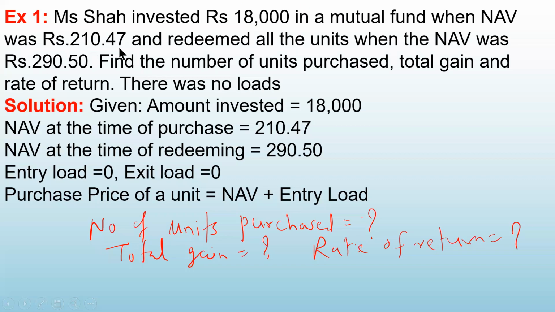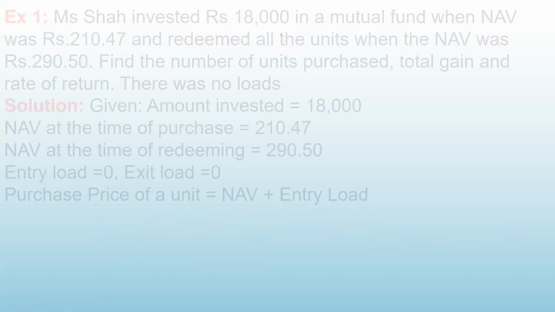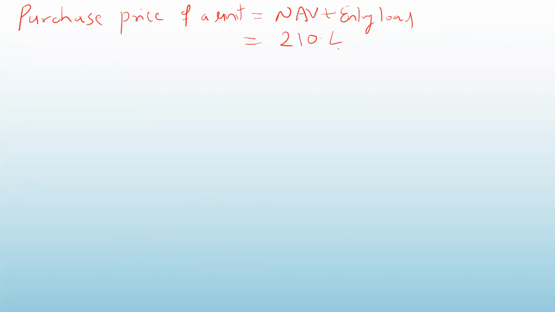Purchase price of a unit is equal to NAV plus entry load. Now, in this problem, what is the NAV at the time of purchase? 210.47. And there is no entry load. Entry load is 0. So that means the purchase price is same as NAV. Correct?